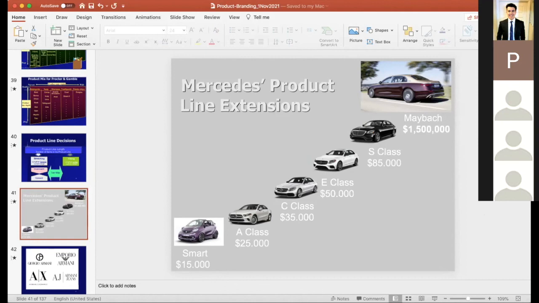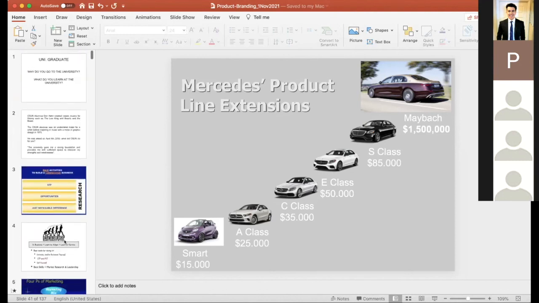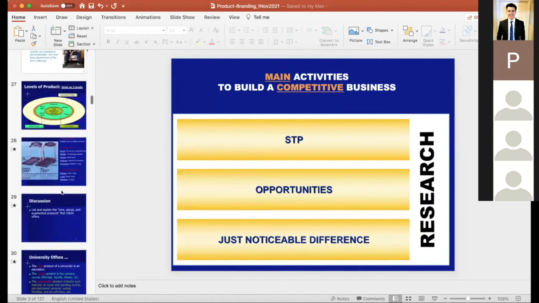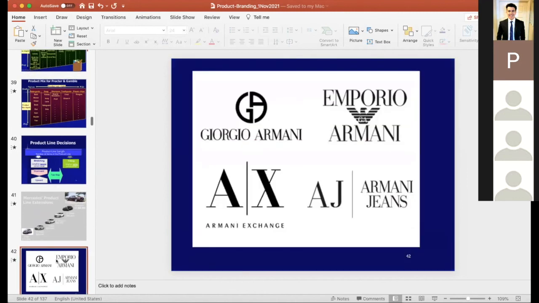The idea behind marketing should always be the target. And I go back to how I started the class: how can you be successful in marketing? By doing STP. What does that mean? Give the people what the people want. So you do upward, downward stretch not because you feel like it. It's because there is a need, and you know, there's money to be made as well.